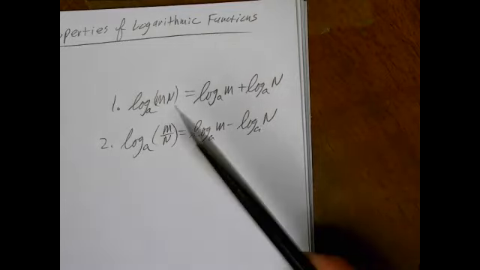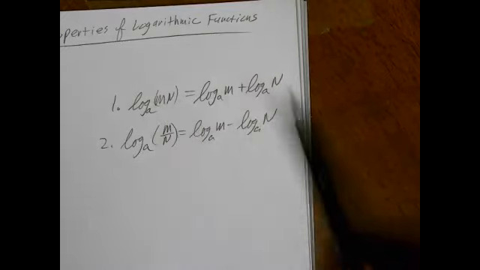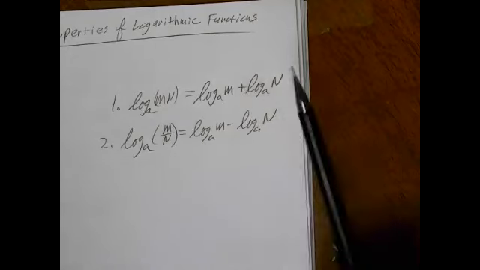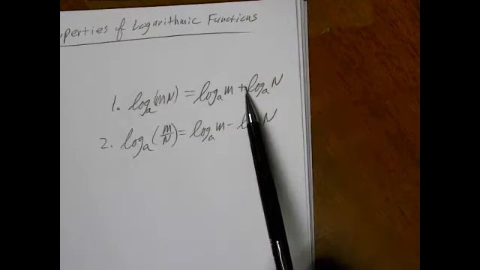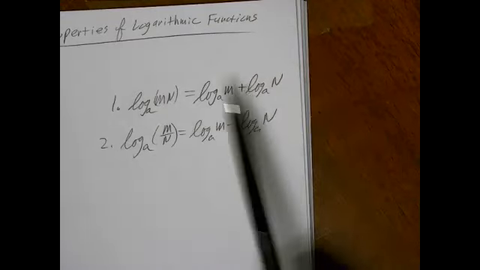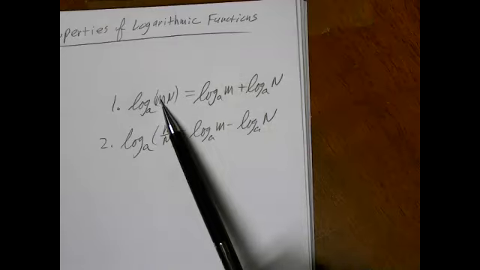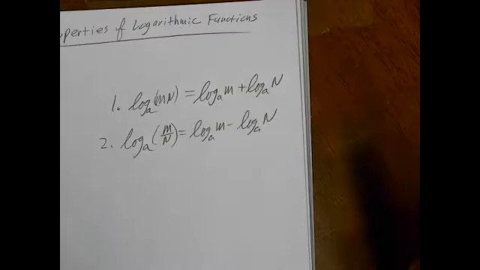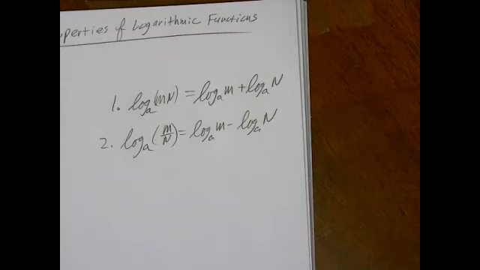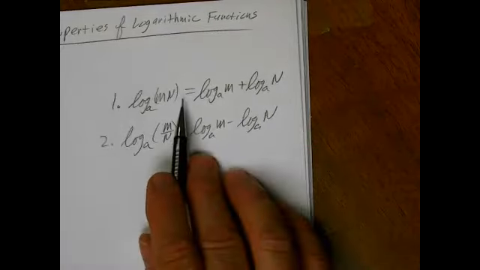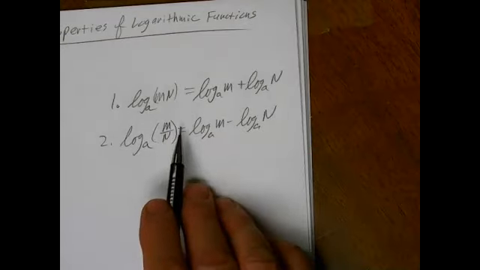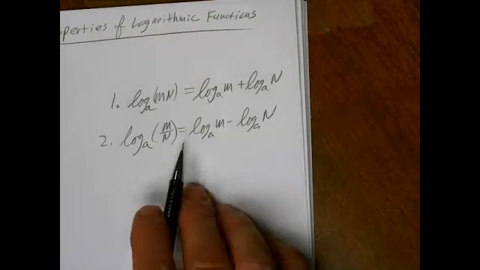When we write these, they are not single in their direction, meaning multiplication doesn't always turn into addition. Sometimes addition turns into multiplication and vice versa. So it can go either way. So this first one is commonly called a product rule. The second one is commonly called a quotient rule.